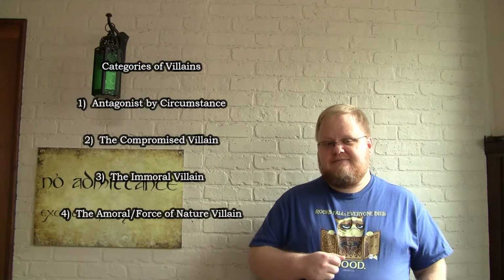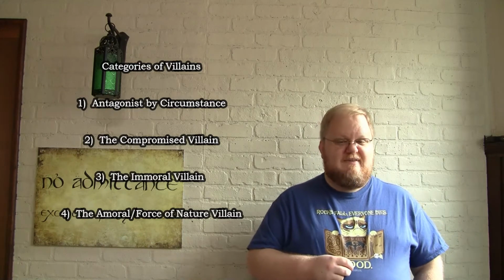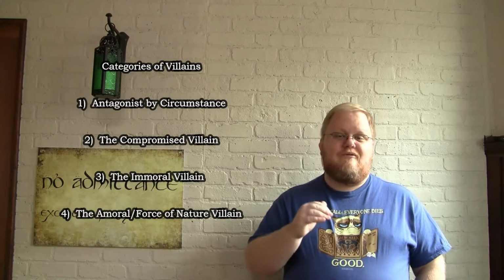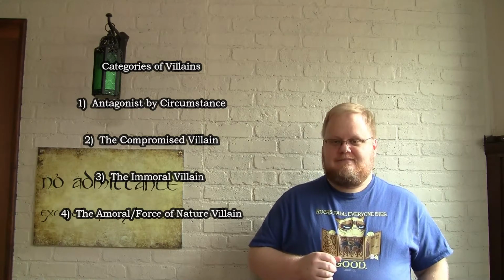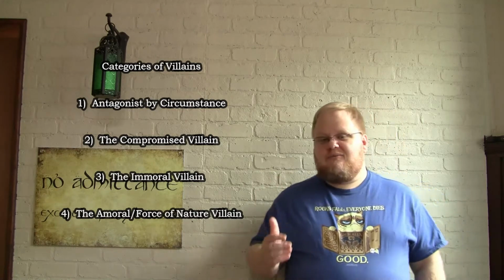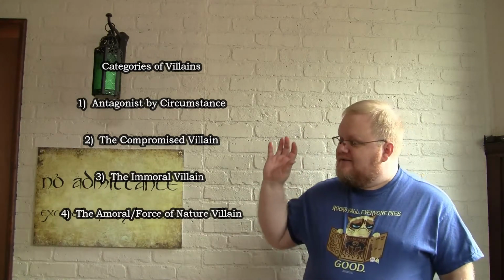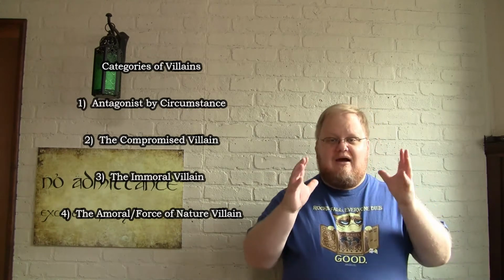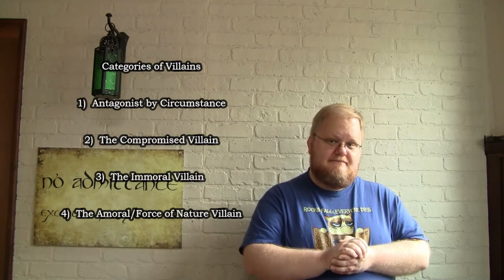So those are my 4 basic categories of villains. The antagonist by circumstance, the compromised villain, the immoral villain, and the amoral or force of nature villain. And I want to talk a little bit for a moment about how these different categories relate, because when we think about villains, there are a couple of important concepts here.